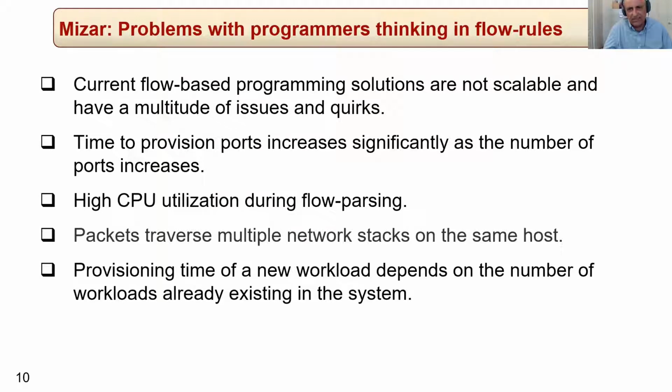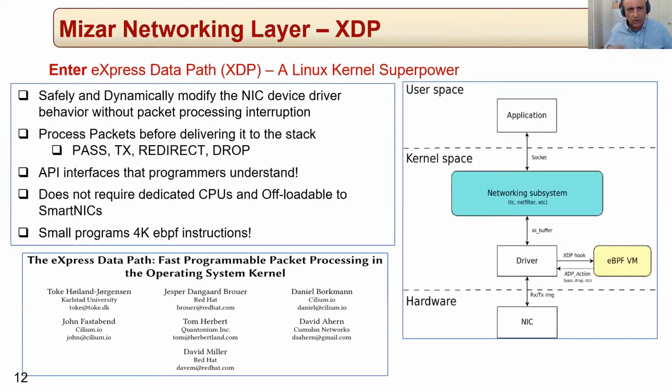So we essentially moved away from the flow rule-based network virtualization model, and we'll talk about what that is. XDP was introduced around 2018. Mizar networking is based on the XDP protocol. It's a kernel bypass, in the sense that you do all your packet processing at the device driver level itself, without even touching the kernel networking stack.